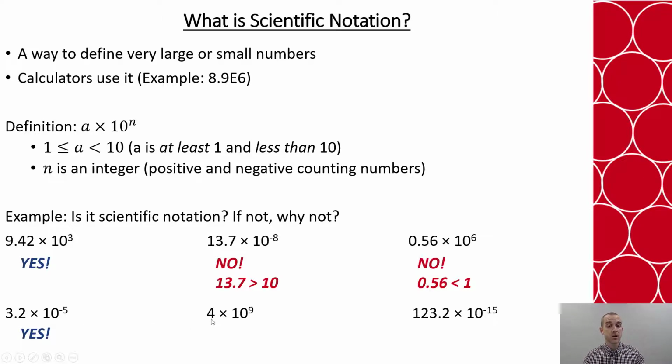Here, 4, it has no decimal, but that's okay. It's between 1 and 10. So yes, this is scientific notation. And our last one here, 123 and 2 tenths, that's way over 10, so that would not be scientific notation, although the negative 15 is okay for an integer.